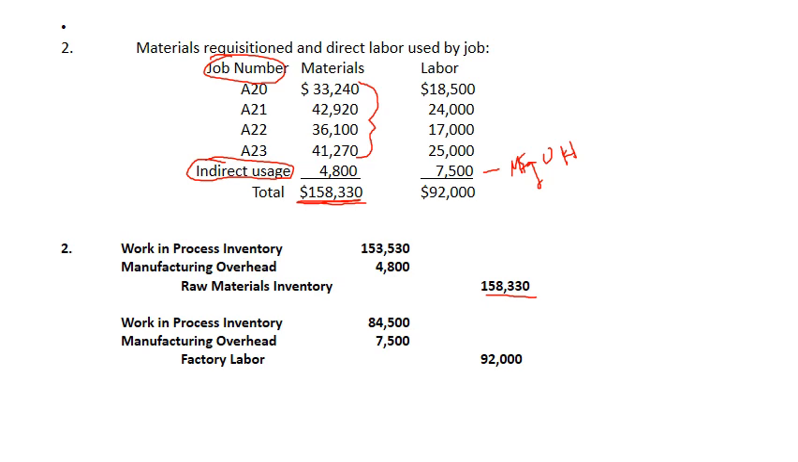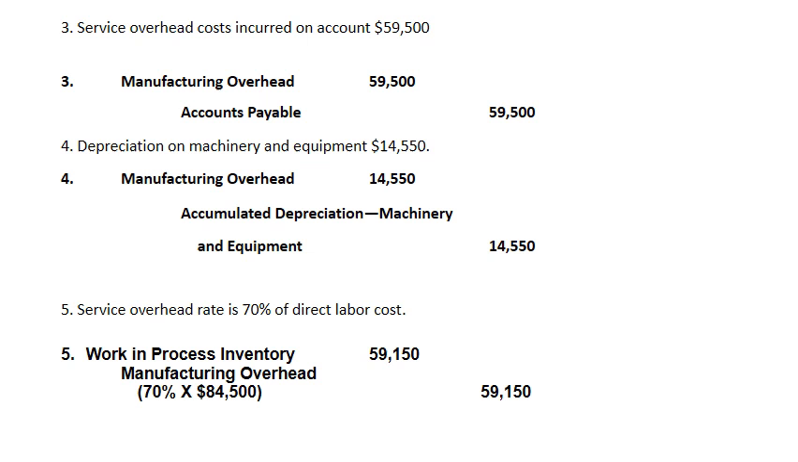For labor, we have total labor of $92,000. So the labor that went to jobs will go into work in process inventory, so that was 84,500, and the indirect usage amount goes to manufacturing overhead, so 7,500 goes to manufacturing overhead, and then the 92,000 comes out of factory labor. So after you do this assignment, the labor account should be 0.